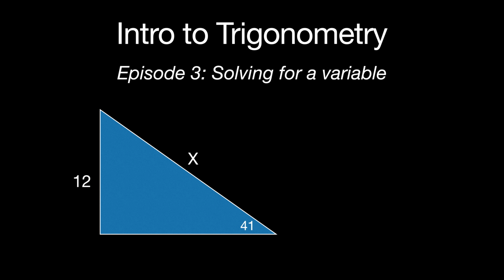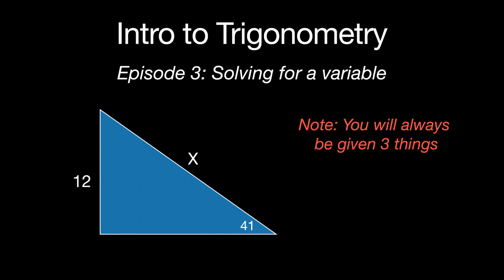Not just in this class, but pretty much any class down the road with trigonometry questions like this, just make this note. You will always be given three things. You're going to be given two numbers. So again, we have a number there and a number there. There's our two numbers, and you're going to be given one variable. So it's almost like a puzzle. From those three things, you have to find the variable.